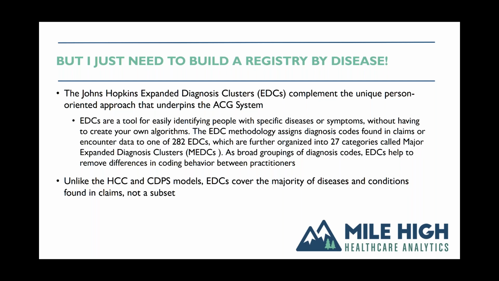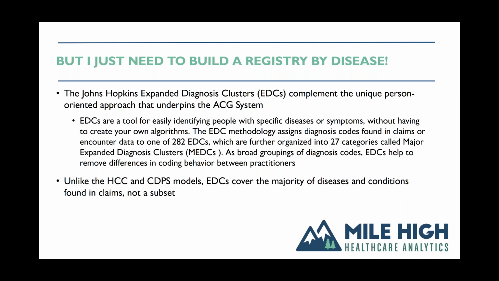So in the CMS HCC model for Medicare Advantage, there's just over 8,000 ICD-10 codes out of a total of 68,000 ICD-10 diagnosis codes. In contrast, the ACG system groups the overwhelming majority of all ICD-10 codes. So you don't just have people that are chronically ill.